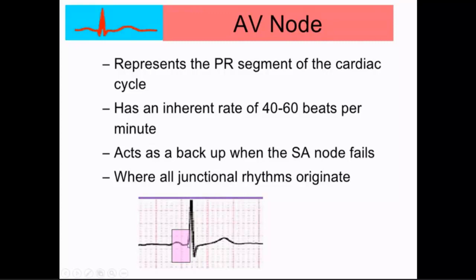So the AV node, when it gives impulses, will give what is called junctional beats. Junctional beats means the beats coming from the AV node are junctional, between the junction of the atrium and the ventricle. So these are called junctional beats.